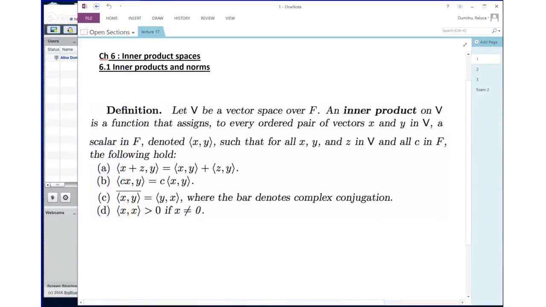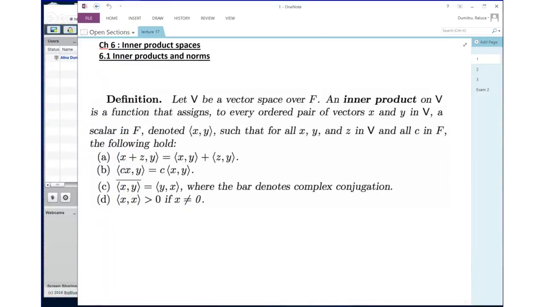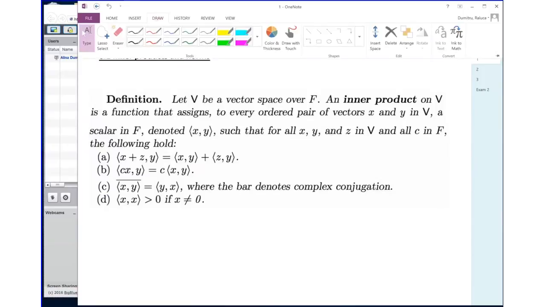All right. So we start chapter 6, which is about inner product spaces. So 6.1, inner products and norms. So we're still dealing with vector spaces, but we're adding an additional structure to a vector space, and that is the notion of the inner product.